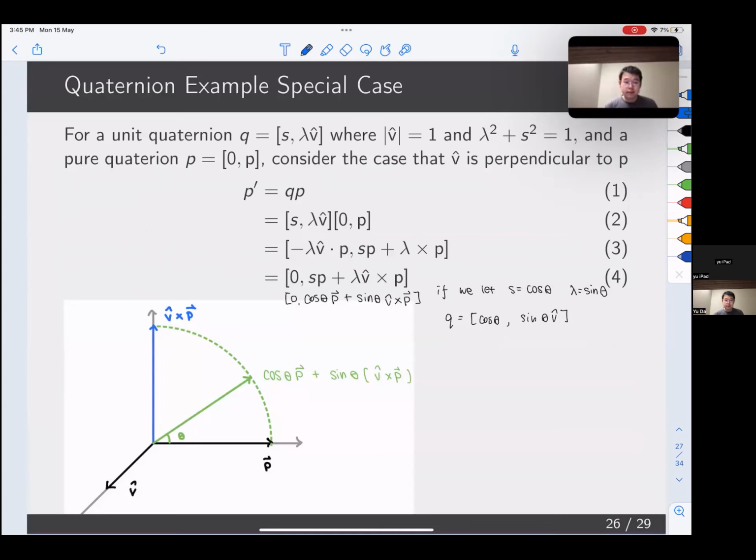So we can show the special case of quaternion product. Here we have a unit quaternion Q equal to S and lambda V, where V is the unit vector part satisfying this rule. We can verify that Q is indeed a unit quaternion. And also P, a pure quaternion.